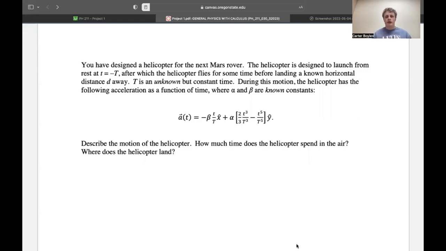Hello, my name is Carter, and this is my group submission for Physics 211 Project 1. I'll be describing the motion of the helicopter in this problem.